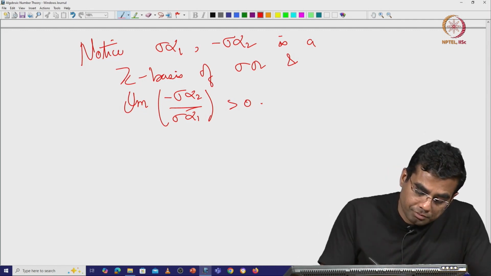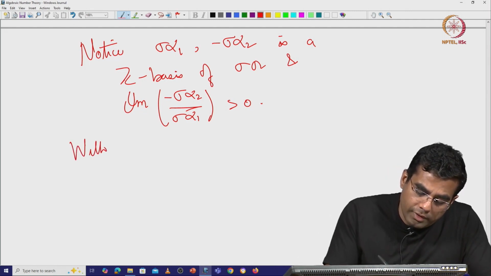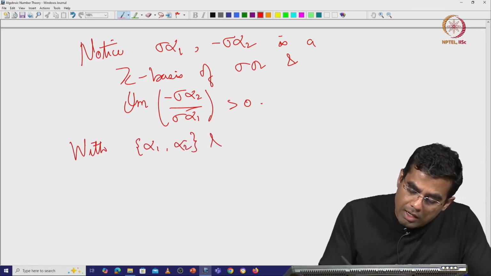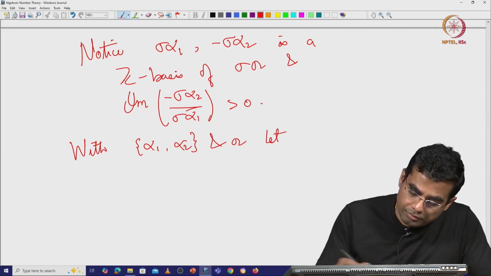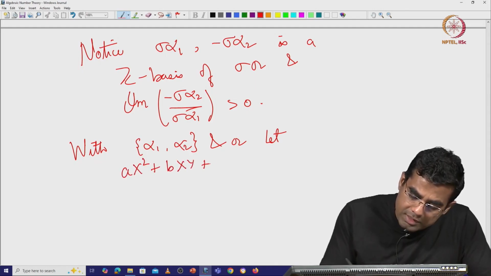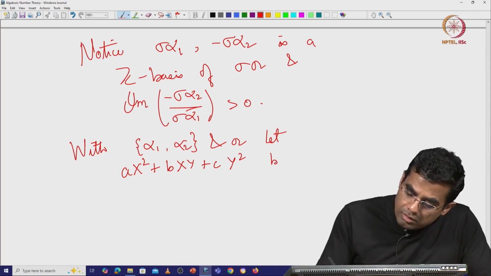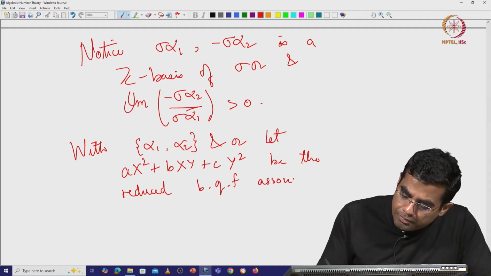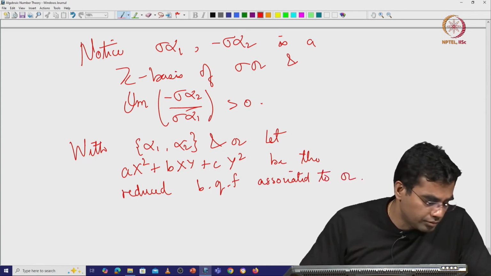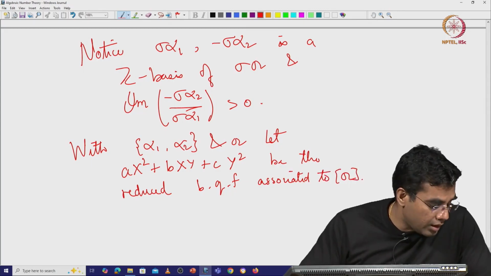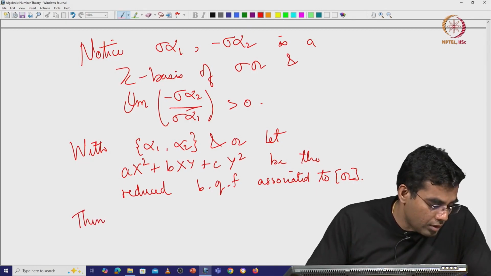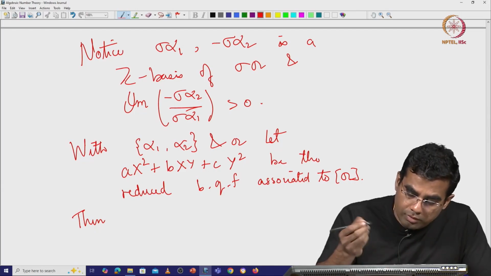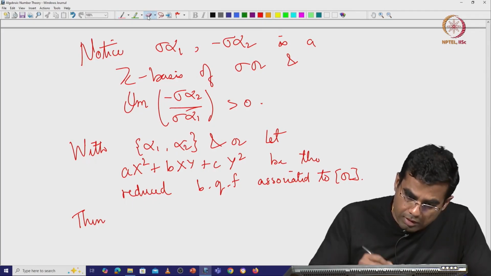Okay. Now, let us say that with this choice of basis with alpha 1, alpha 2 and A, let ax squared plus bxy plus cy squared be the reduced binary quadratic form associated to A, to this class of A. Let me write it this way. Then, let me do it the following way.